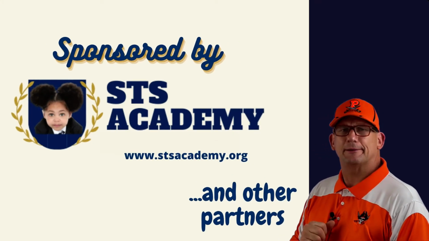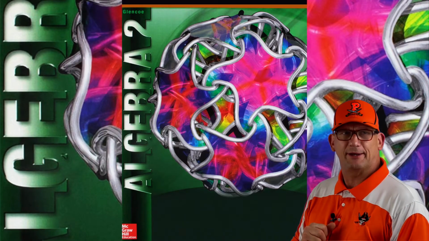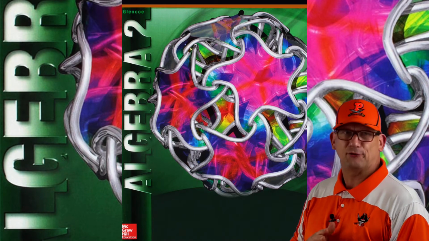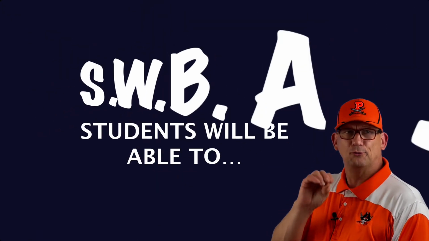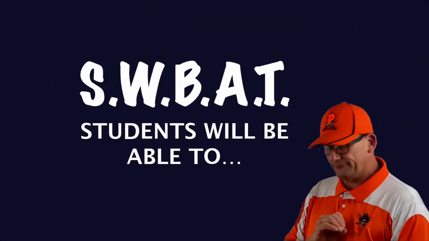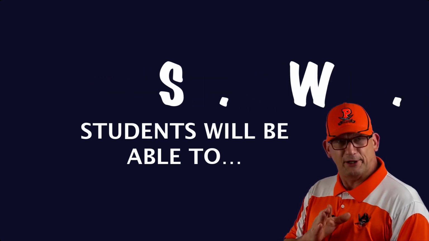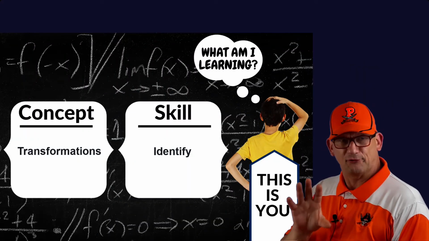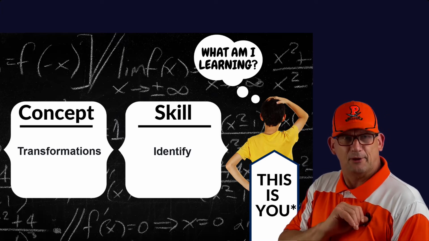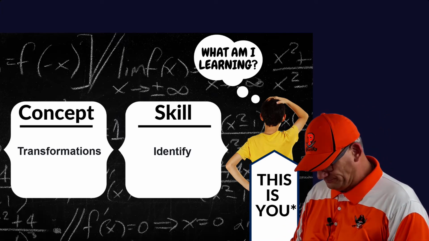Today we're looking at Chapter 2, Unit 7. We're talking about parent functions and their transformations. So students will be able to identify the type of function it is and the transformation. The concept is transformations. The skill is being able to identify the function. What do you say we get ready? Here we go.